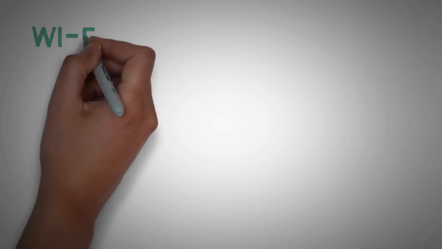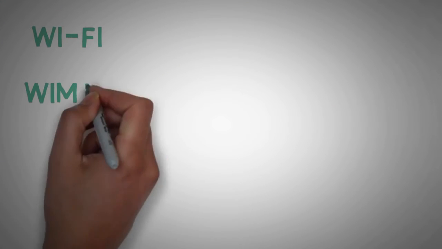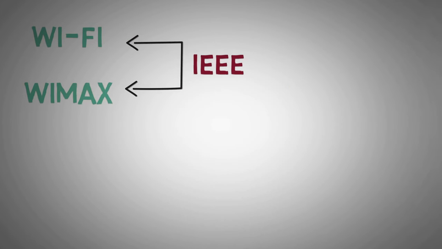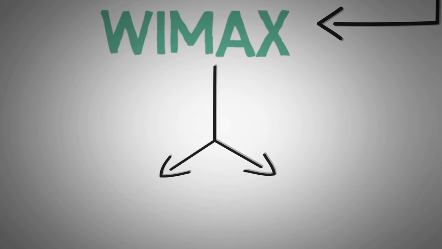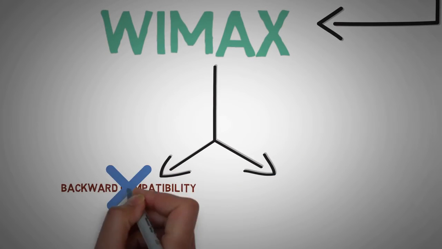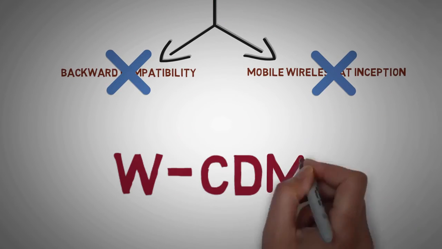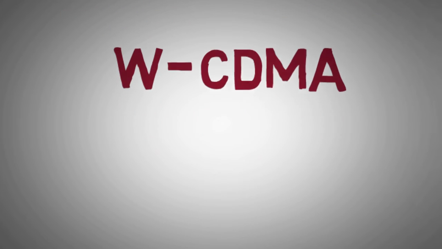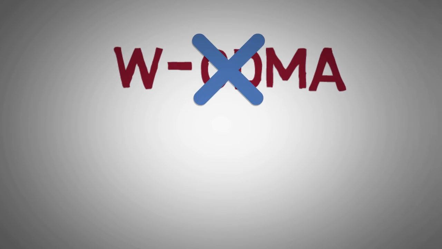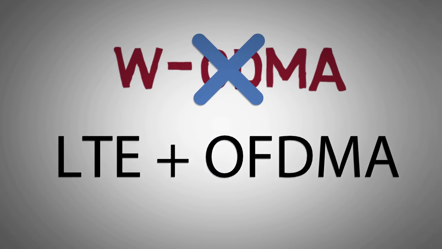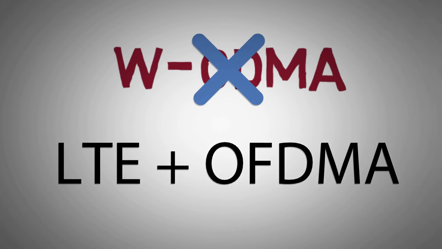It was first introduced in Wi-Fi, and subsequently in WiMAX, by IEEE, but as WiMAX lacked backward compatibility and support for mobile wireless at its inception, operators remained stuck with CDMA. This changed with the introduction of LTE, which brought OFDMA to the forefront of today's mobile networks.